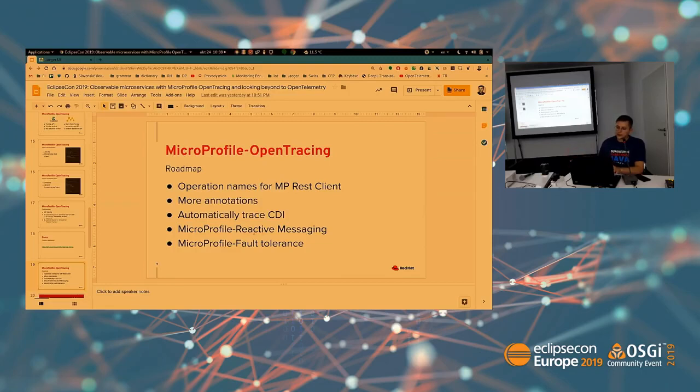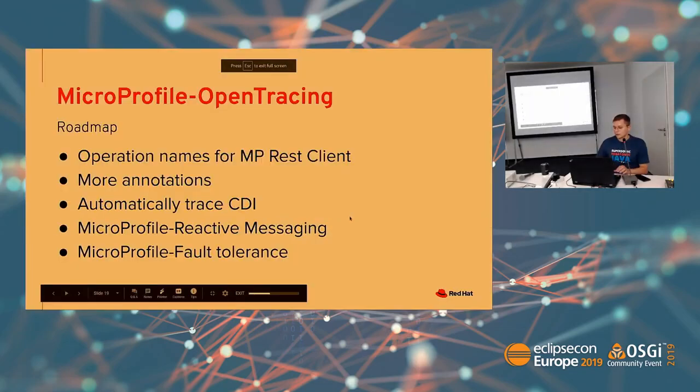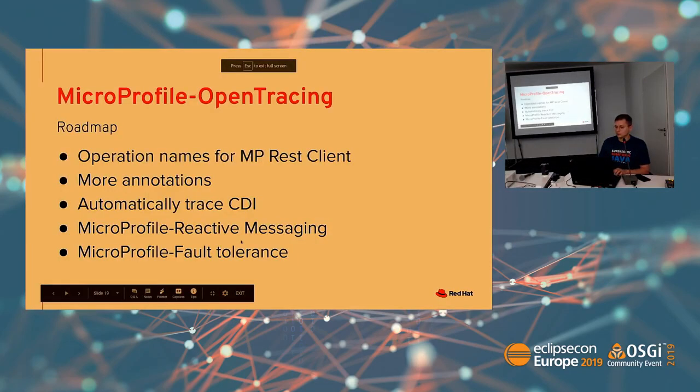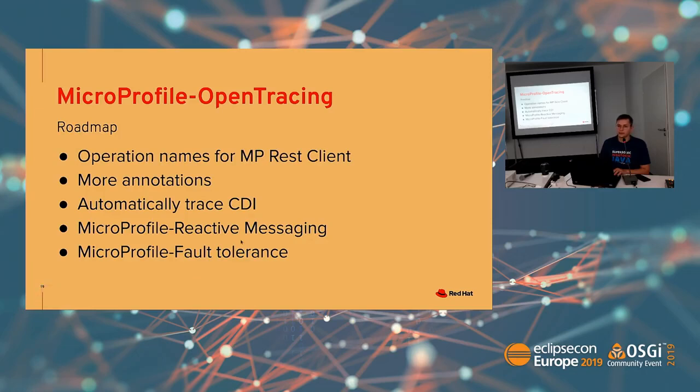Then there is an ongoing discussion with MicroProfile reactive messaging. We would like to trace the messages going through, and also fault tolerance. With fault tolerance, the main problem is that the context is not being propagated out of the box. So maybe once these two depend on the context propagation spec, it will make things easier.